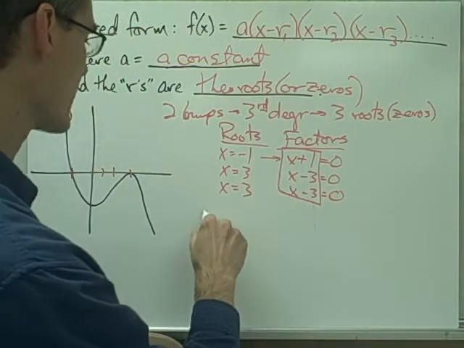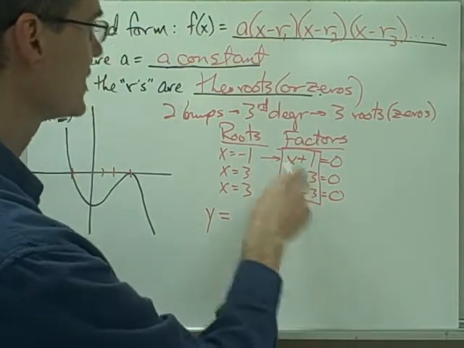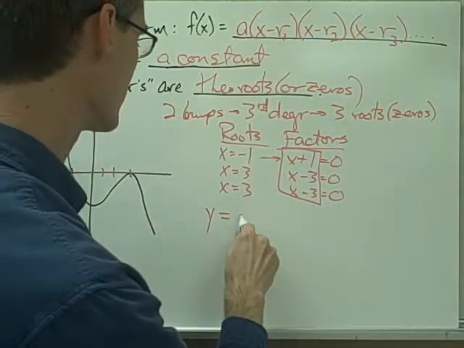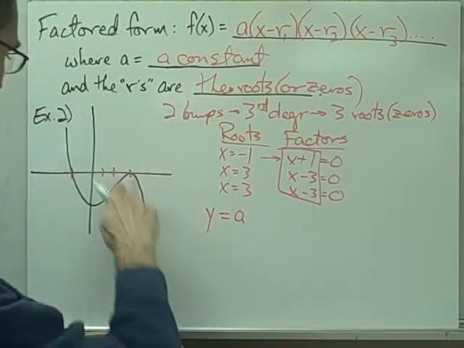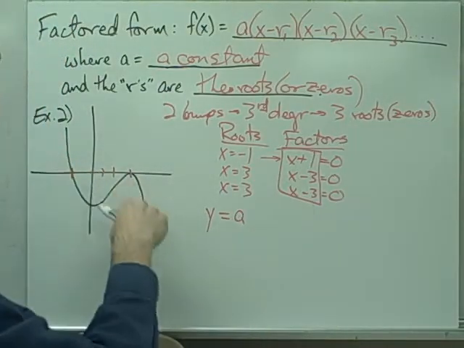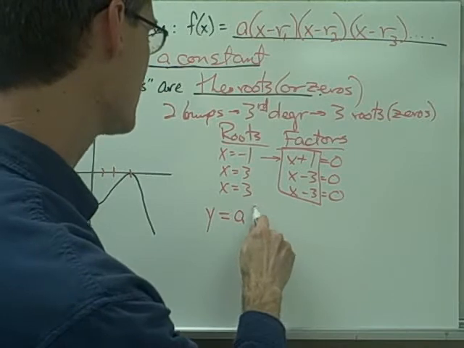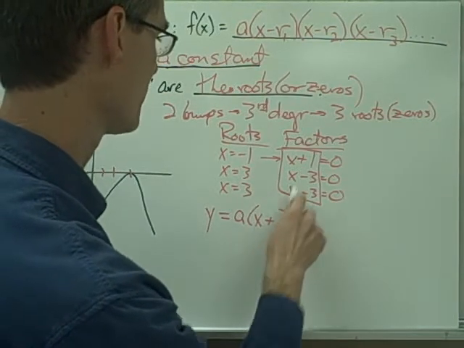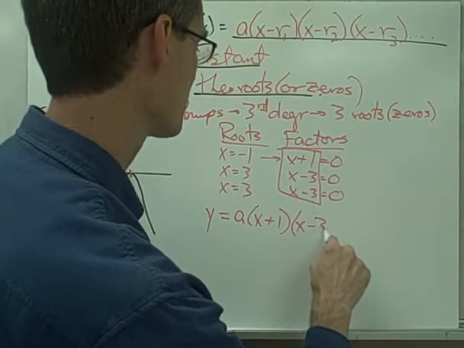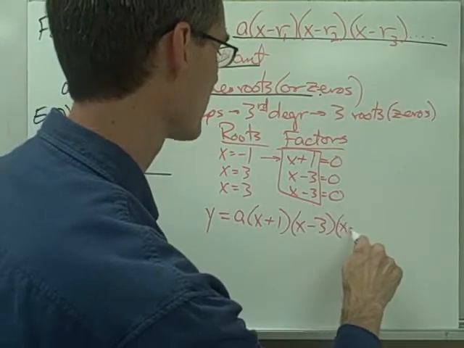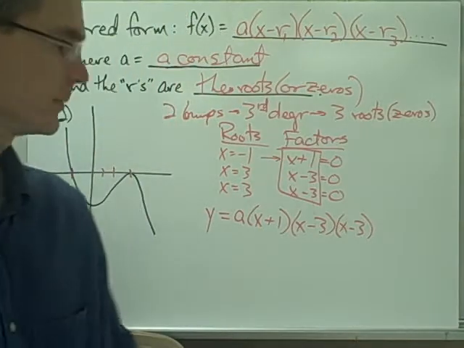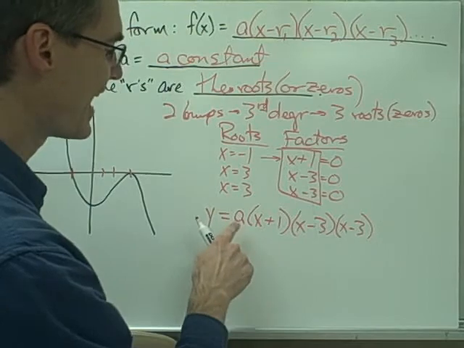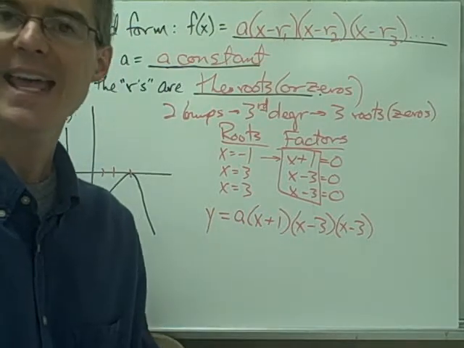Well, I can use these factors now and plug these into my factored form here. And I'm going to go ahead and include the a here as well. So my factored form, what I've got so far for the equation for this graph is y equals a times x plus 1, that's my first factor, times x minus 3, that's my second factor, times another x minus 3, which is my third factor. Now, notice I have everything I need in my formula except I don't know what the value of a is.